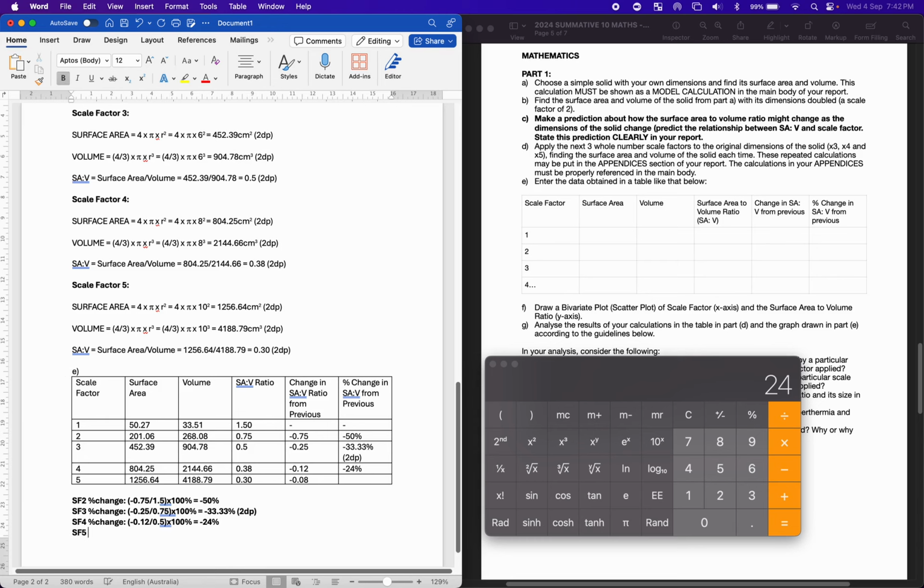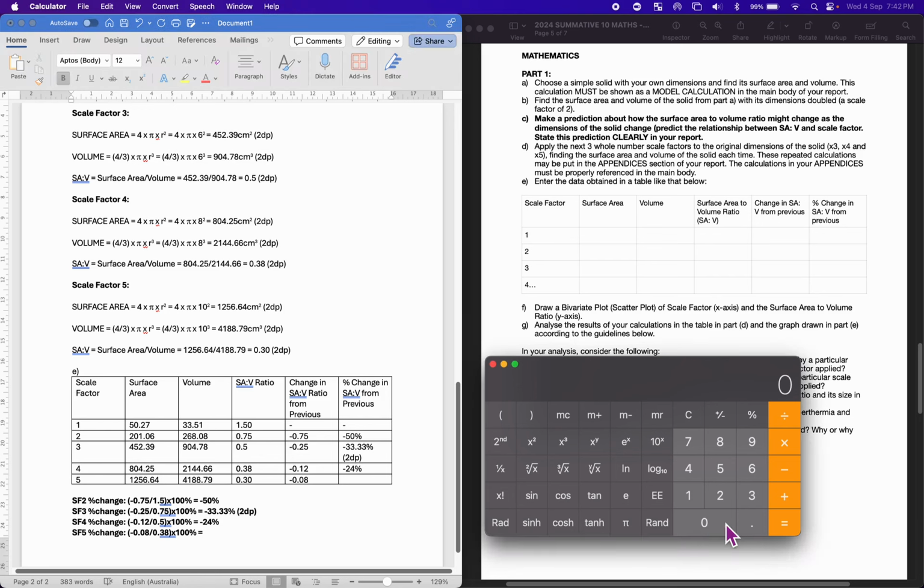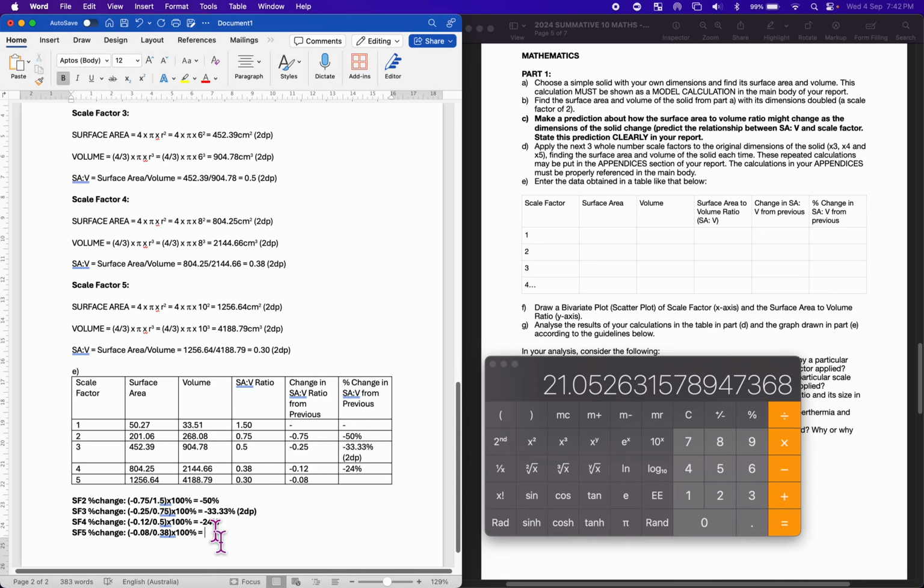Last one, SF5 percent change, negative 0.08 divided by the number up to the left, 0.38, times by 100% equals 0.08 divided by 0.38 times by 100. That's going to be negative 21%, 21.05% to 2 decimal points.